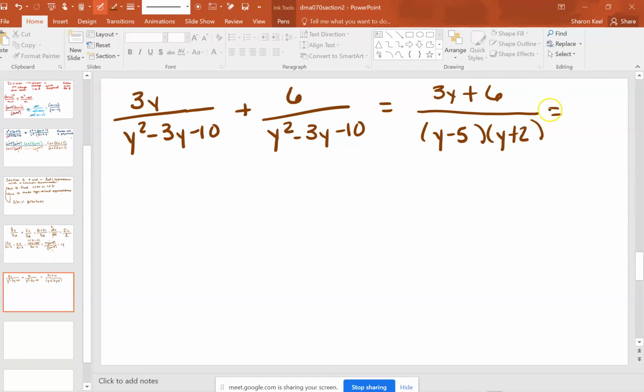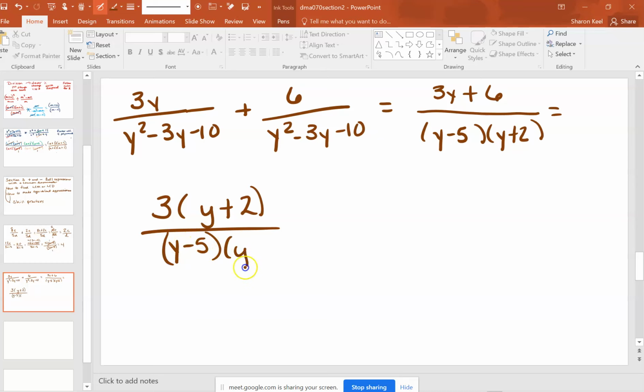In my numerator, I can factor this. I can factor out a 3, and that leaves me with y plus 2 over y minus 5, y plus 2. Can anything here simplify or cancel? Yes, the y plus 2 cancels. My final answer is 3 over y minus 5.